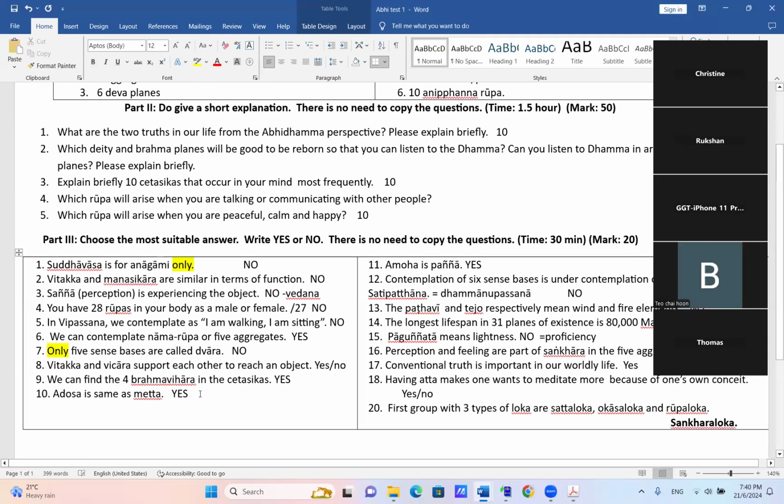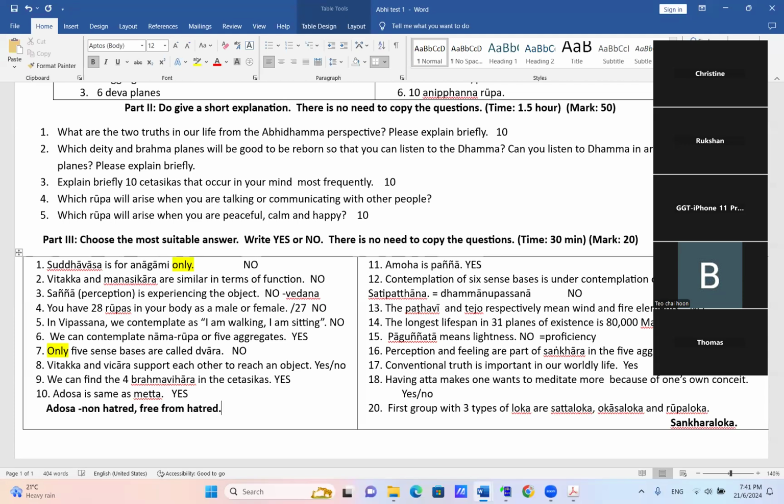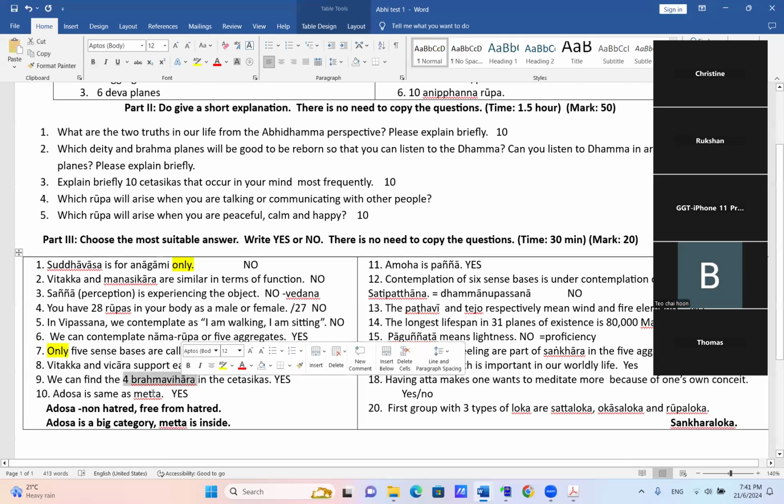Sayadaw mentioned specifically that metta is a mode of adosa, but adosa is not just metta. Okay. All right. Yes. So adosa means non-hatred, free from hatred. So of course, when your mind is free from hatred, not all the time your mind has metta. So you can say adosa is a big category. Metta is inside it. But if we are talking from the point of the four Brahmaviharas, then metta is the same as adosa.